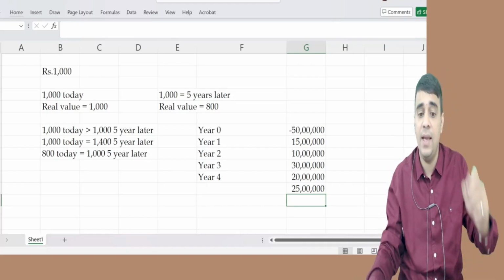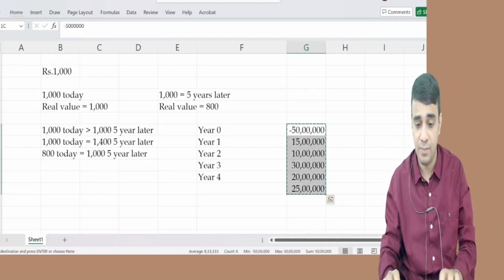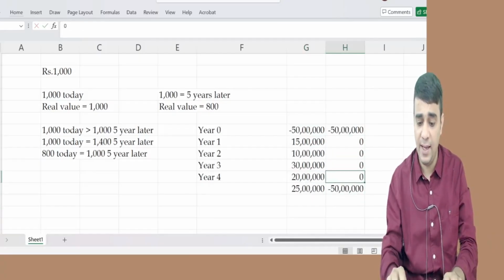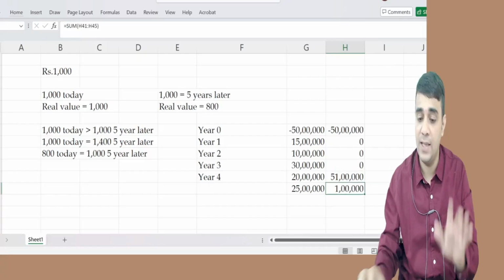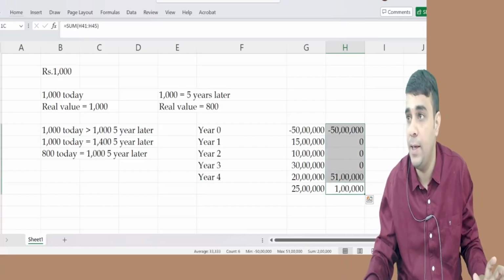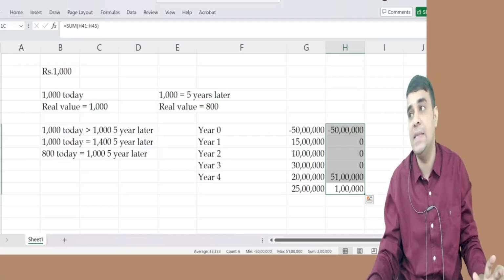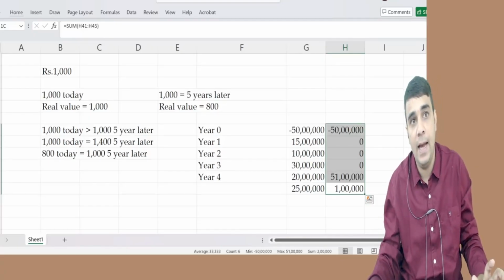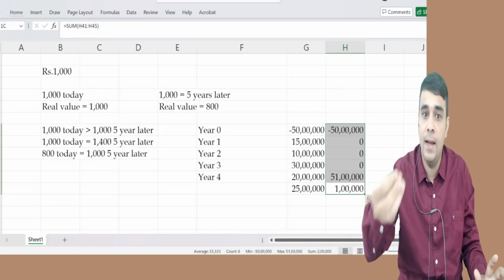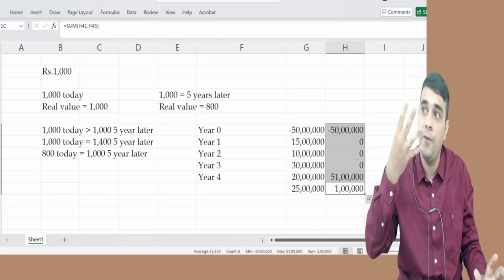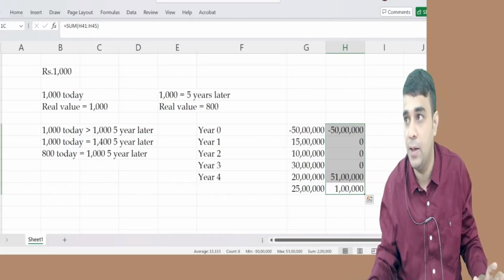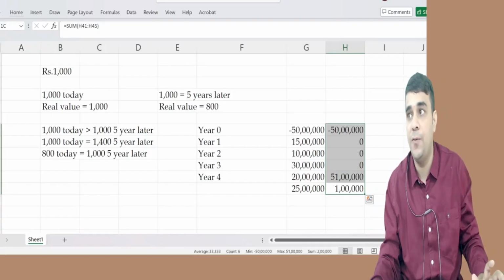So you cannot say that I gave 50 lakh. For example, I give 50 lakh, I don't get anything here, and I get back 51 lakh. Now you can't say I earned 1 lakh. Most probably I lost money in this example, because I gave 50 and earned 51 after 4 years. With that 51, I can't even achieve what I achieved today with 50.